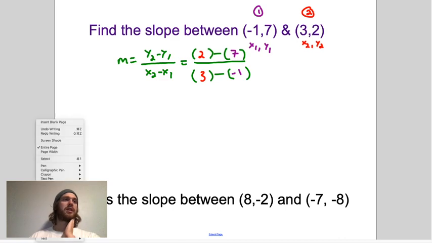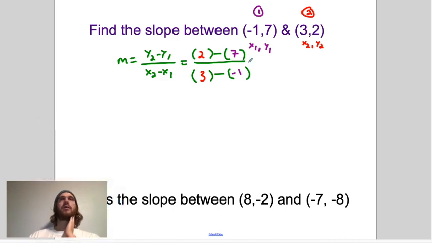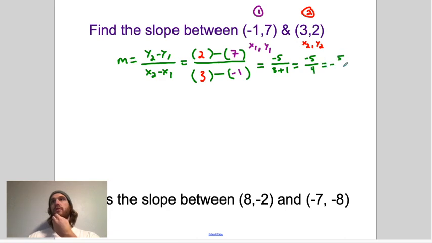And now I'll switch back to green. Okay, and so we can now simplify our math here. This is going to be 2 minus 7, which is 2 good guys, 7 bad guys, which means there will be 5 bad guys left over, so negative 5. And then down here, we have a negative and a negative. The opposite of negative 1 is positive 1. So this is actually 3 plus 1, which is 4. So our answer is negative 5 over 4, negative 5/4.